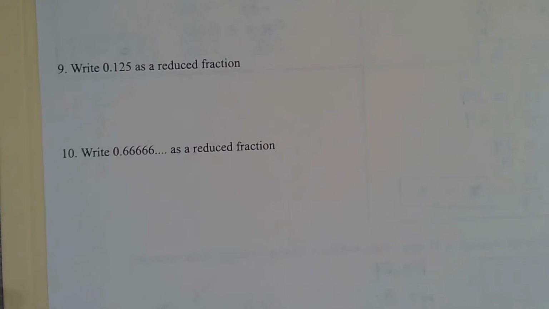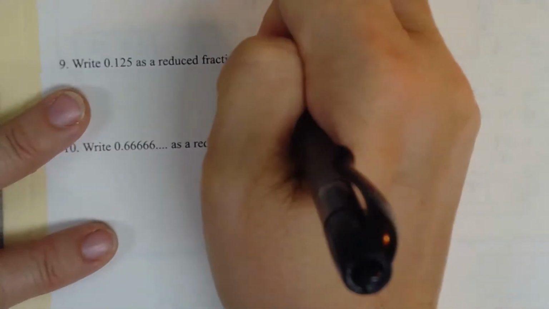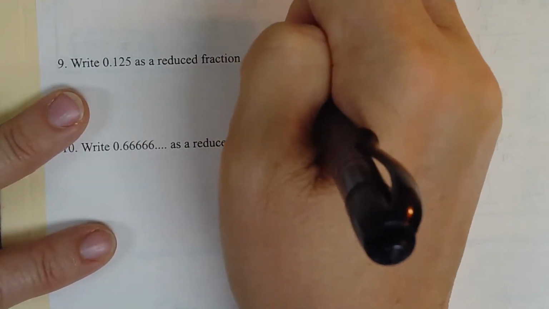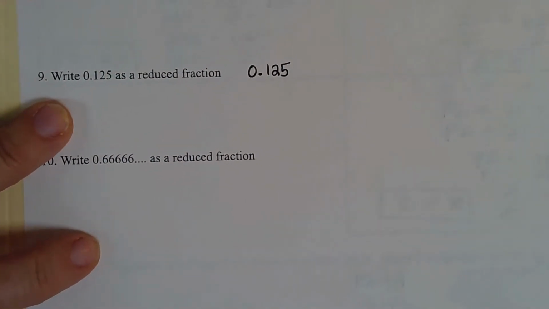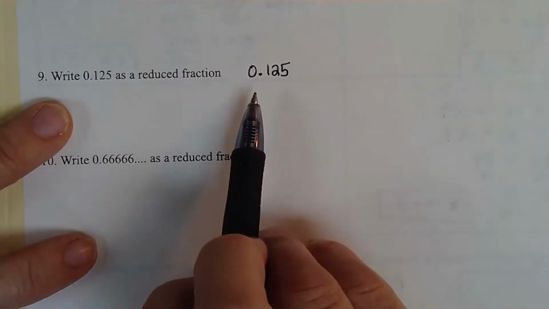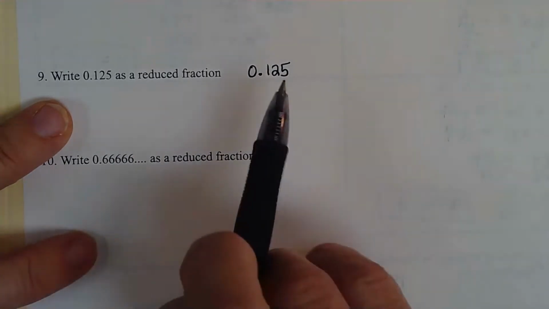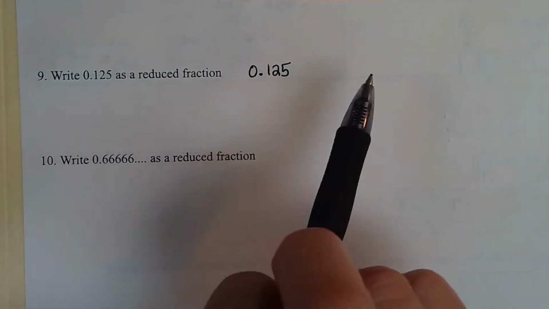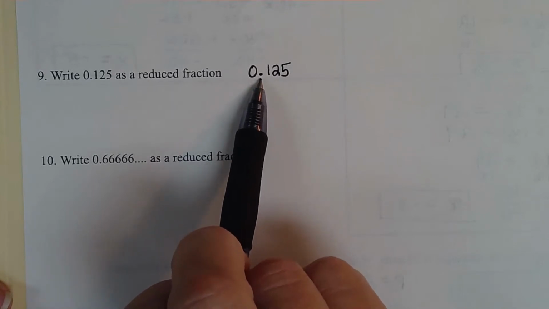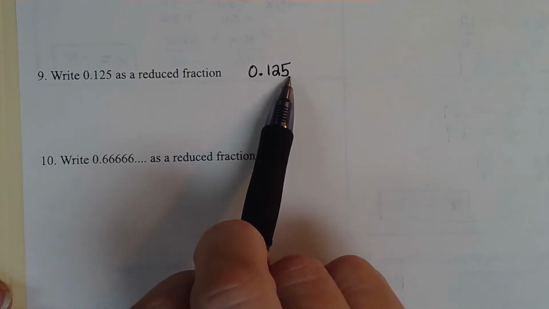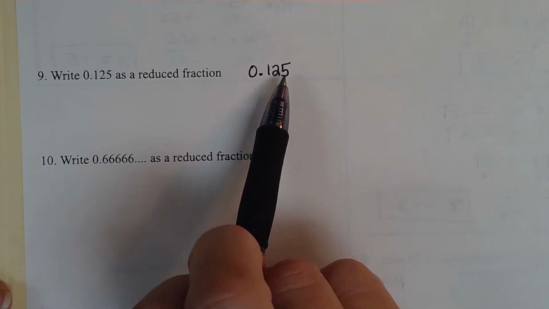Number 9, write 0.125 as a reduced fraction. Oh, okay, this is a throwback, right? Probably learned how to do this in 5th grade or 6th grade. So if you were going to read this number, I would just say 0.125, all right? If you were going to read it technically, it would be 0 and 125 thousandths. So you got to think about your place values, okay?